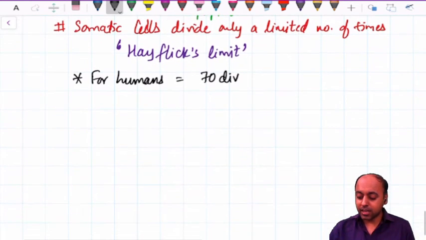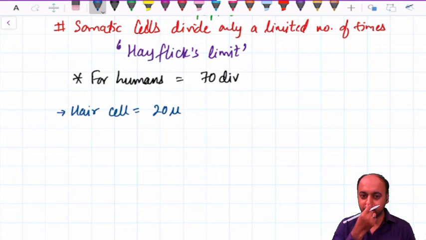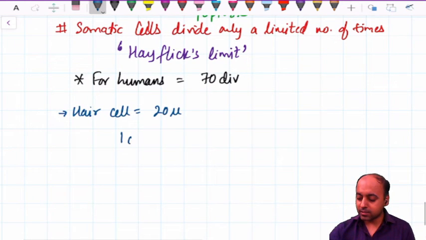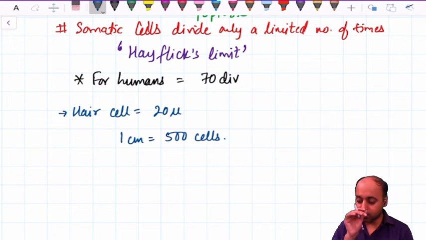If you look at the size of one cell, a hair cell has a size of 20 microns. All right, 20 microns means for 1 centimeter we need 500 cells. 1 millimeter will require 50 and 1 centimeter will require 500 cells.